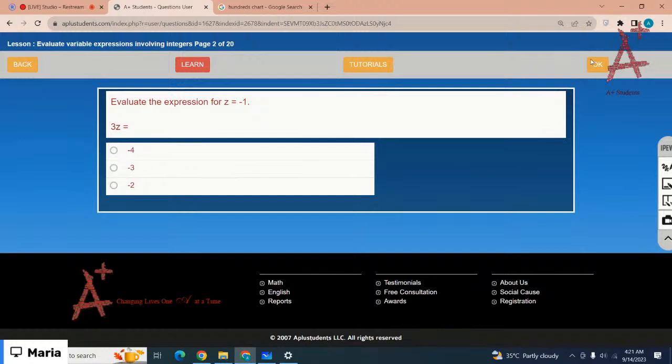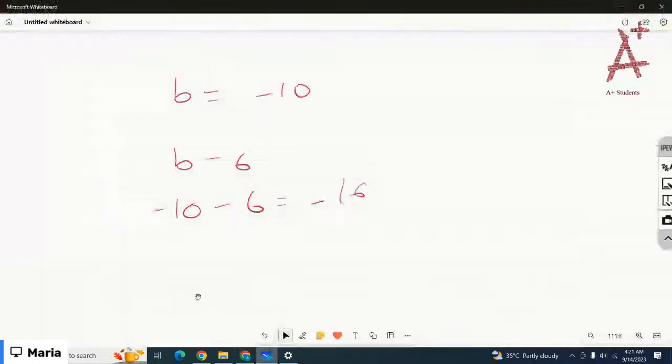Evaluate the expression for z equals -1, right? Okay, just replace the z with the value. That would be 3 times -1, right? So 3 times -1 is -3. You are multiplying a positive and a negative number, so the answer must be negative. It is -3, right?